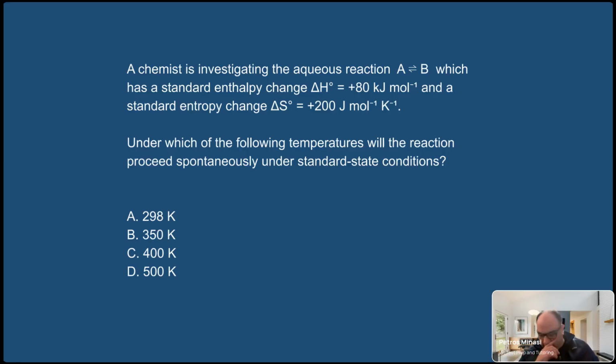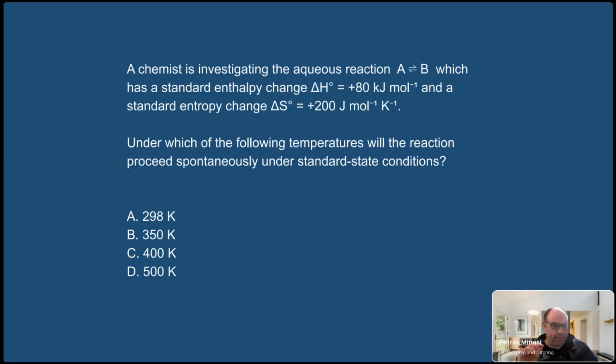So we're going to take a pause here for a second, just to look at these answer choices. We have 298, we have 350, we have 400, and we have 500. Let's make our life easy. Let's not think about it as 298, 350, 400, and 500. Let's think about it as 300, 400, and 500.